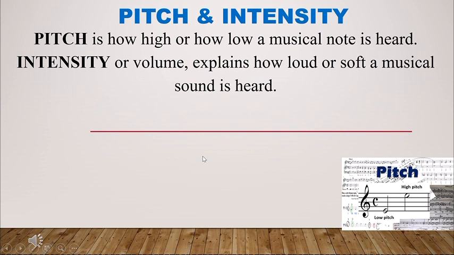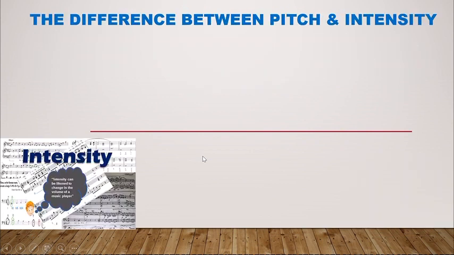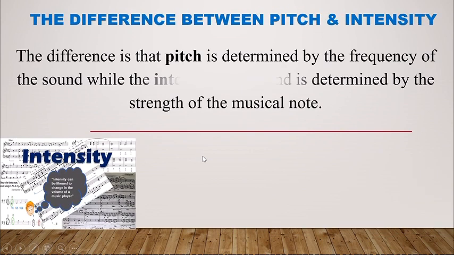Intensity or volume explains how loud or soft a musical sound is heard. So the strength of the sound determines the intensity. Now let's go to the difference between intensity and pitch. Pitch is determined by the frequency of the sound, that is, the number of vibrations a sound can produce, while intensity is determined by the strength of the musical notes.